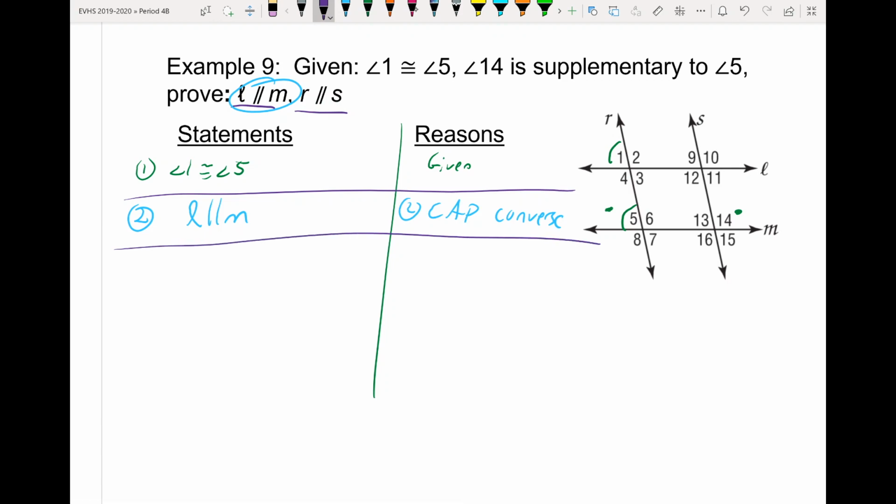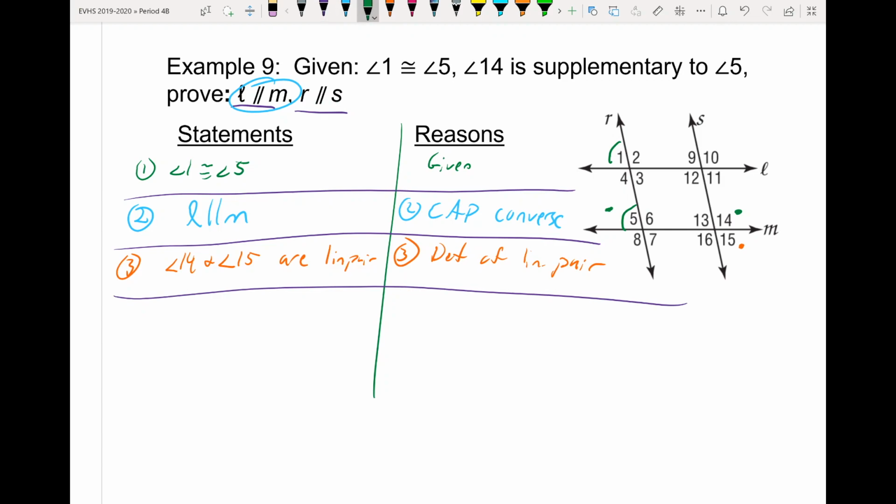Now, I've got to somehow show that R is parallel to S. Now, there's multiple ways of doing this. I'm going to choose one just to force one of the converses we haven't used yet, and I know you can probably come up with other ways. So here's what I'm going to do. I'm going to say that 14 and 15 are a linear pair. So angle 14 and angle 15 are a linear pair. How do I know that? That's the definition of a linear pair.